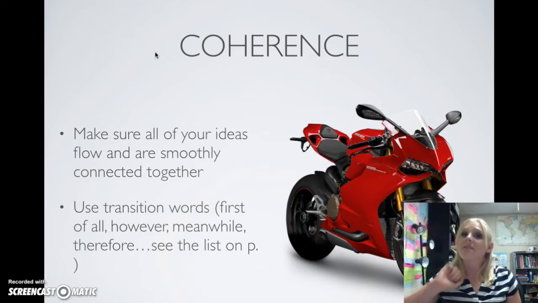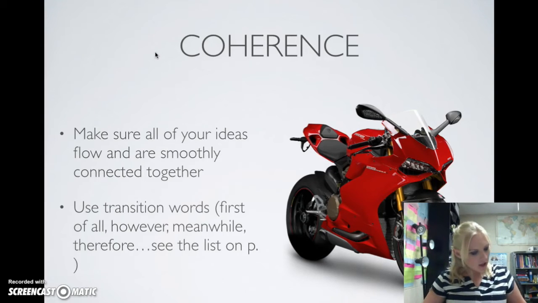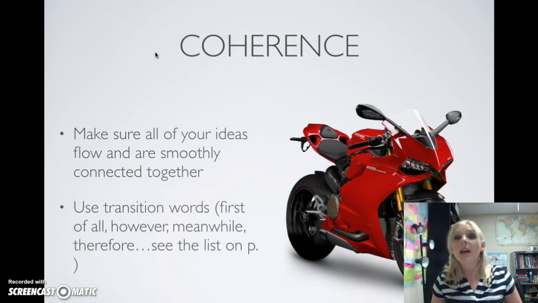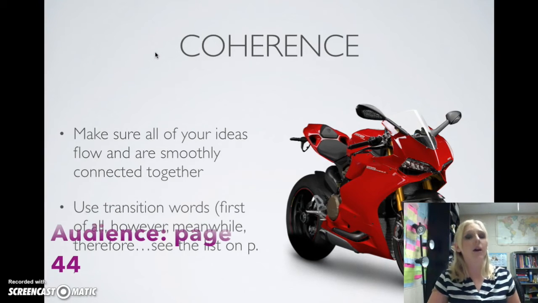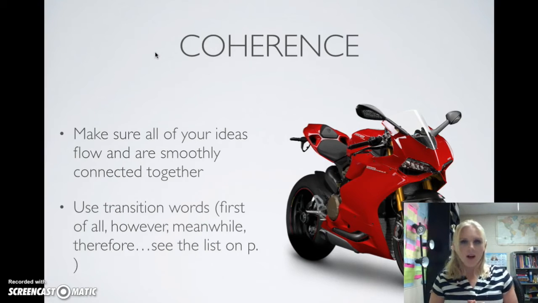Now, the fifth element of good writing is coherence. And coherence starts on page 56. And actually, I think I forgot the page number for audience. Audience is on page 44 of your book, but coherence is on 56. And coherence is all about making sure your ideas are organized and that they flow fairly smoothly.